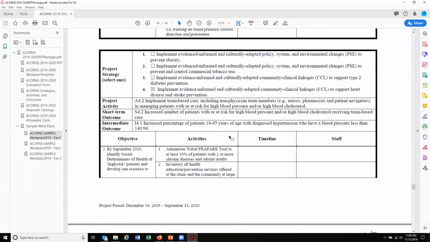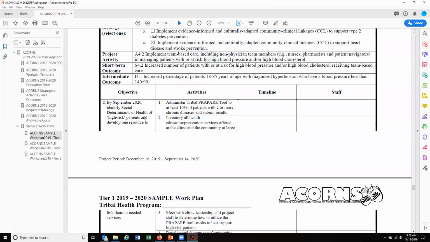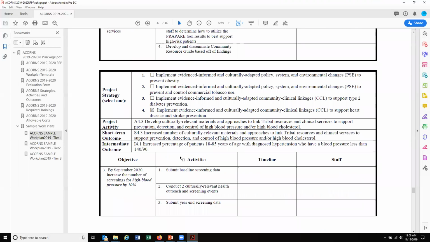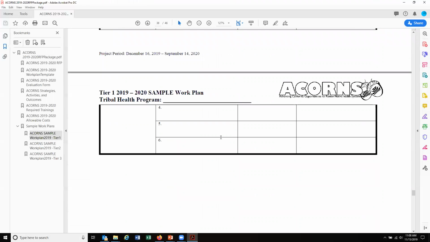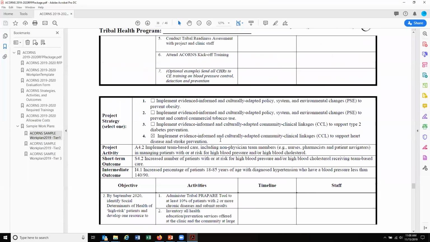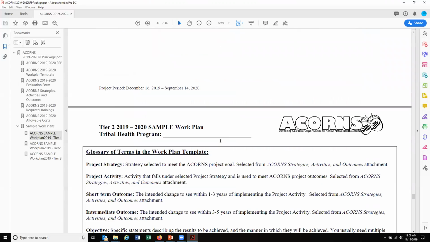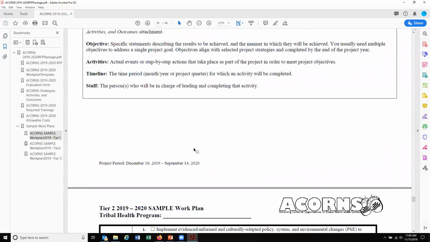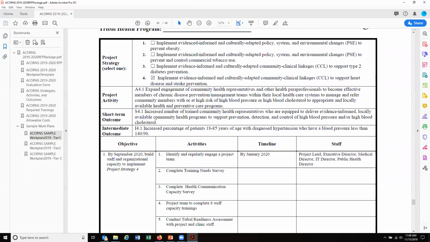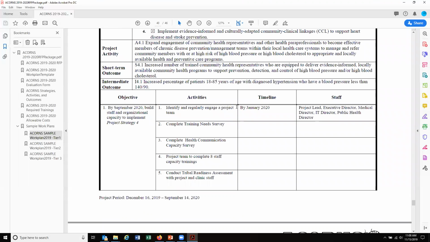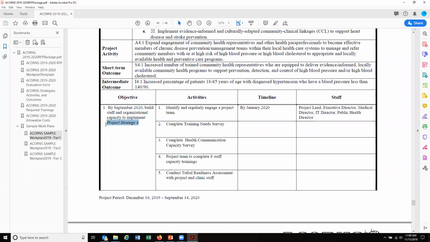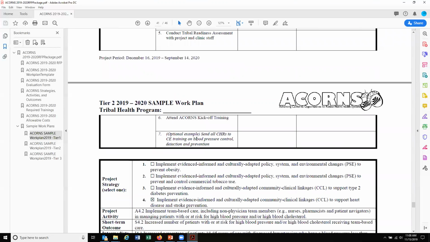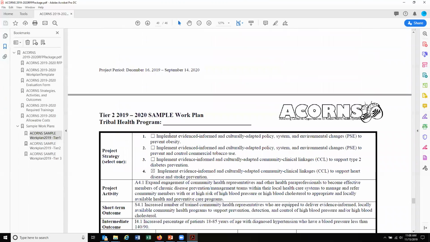Hopefully that makes sense. So again, you'll see that all of the required project activities are included in these work plan templates. Okay, so those should be very helpful for you in filling out the work plan piece. So tier 2, same thing. There's an example here. It's almost identical to number 1, using heart disease and stroke prevention as the example. Again, you can change the strategy that you want to focus on when you submit your own work plan, which would also determine maybe what extra trainings you use.